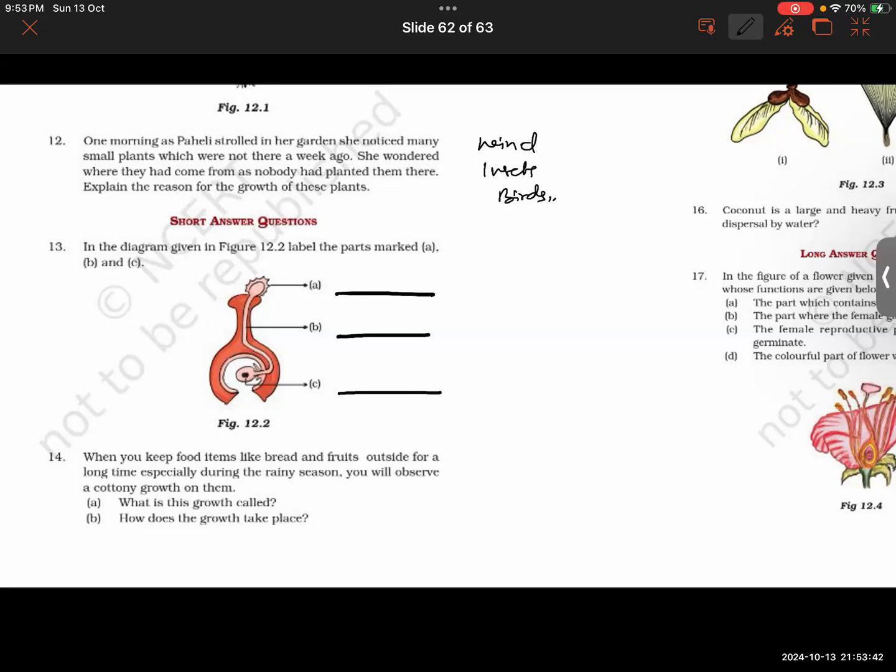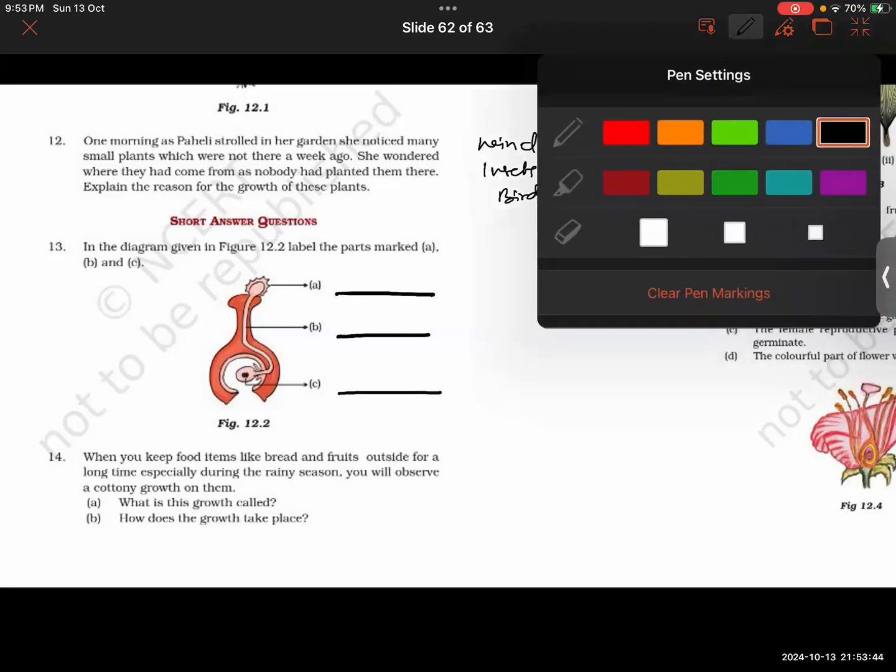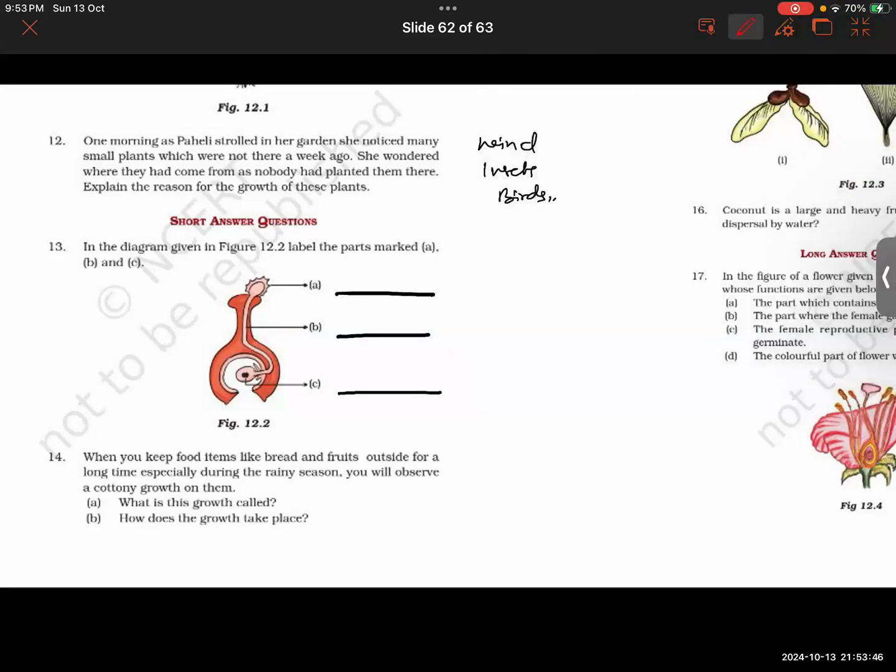So Priyanka, what about you? Continue. So first one, pollen grain. That is correct. Very good. Second one, pollen tube. Well done. Pollen tube.